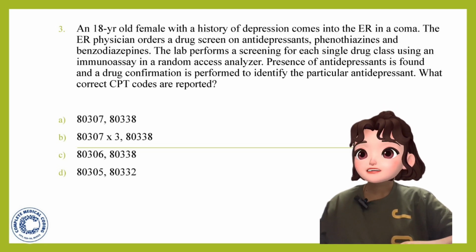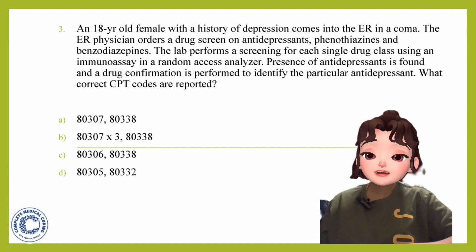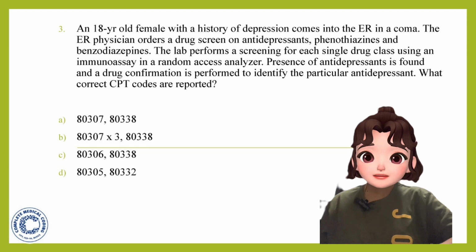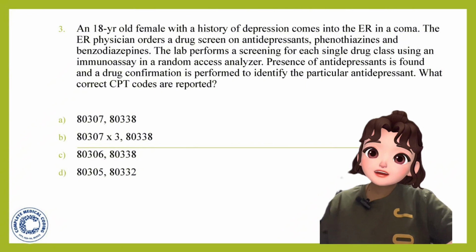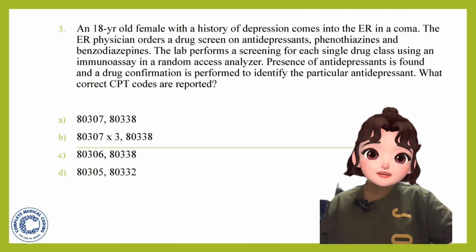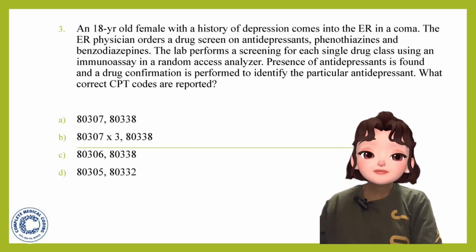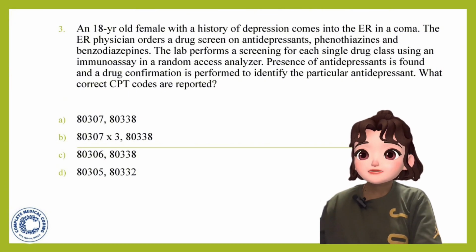And here we have a drug screen on antidepressants, phenothiazines, and benzodiazepines. There are three drugs present here. See option B, 80307 times 3. That's a wrong code, because even though we have three drugs present, what is the description for 80307? Any number of drug classes. So it can be 1, 2, 3, or n number of drug classes. Even though it is n number of drug classes, you have to code only 80307 once.